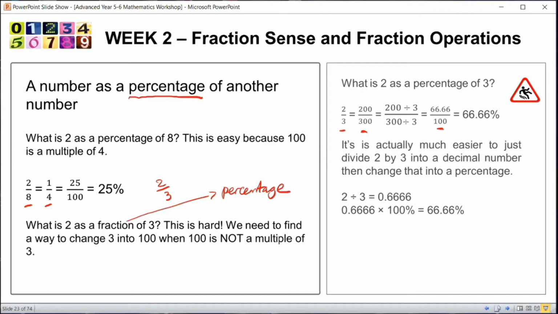That is why a lot of the time you end up with a decimal number. You won't get a whole number. Now, that looks complex. You can always do this, which seems to be easier. You just divide the two numbers. So you divide 3 into 2 and you get 0.6666. And then you times with 100% and that's it. You get 66.66%.